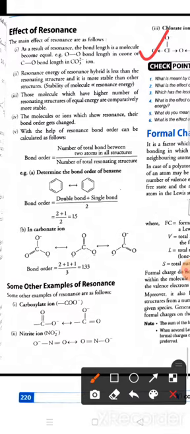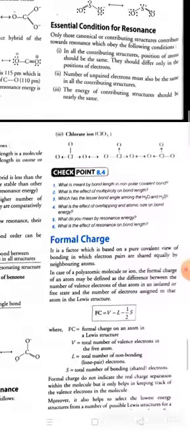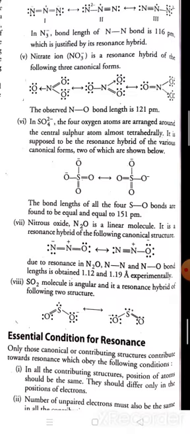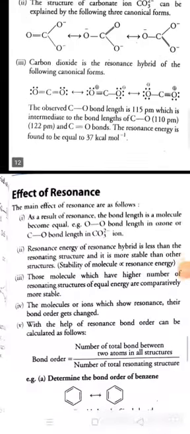Next, those molecules which have a higher number of resonating structures of equal energy are comparatively more stable. I told you that before. With an example: here the nitrate ion has 3 resonating structures and SO4 2 negative has 2 canonical structures. So the nitrate ion is more stable in comparison to SO4 2 negative. This is the third point.